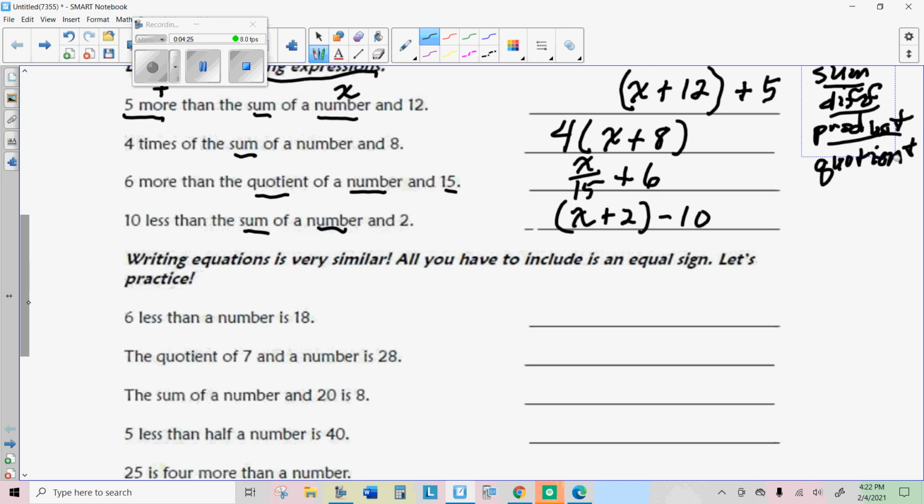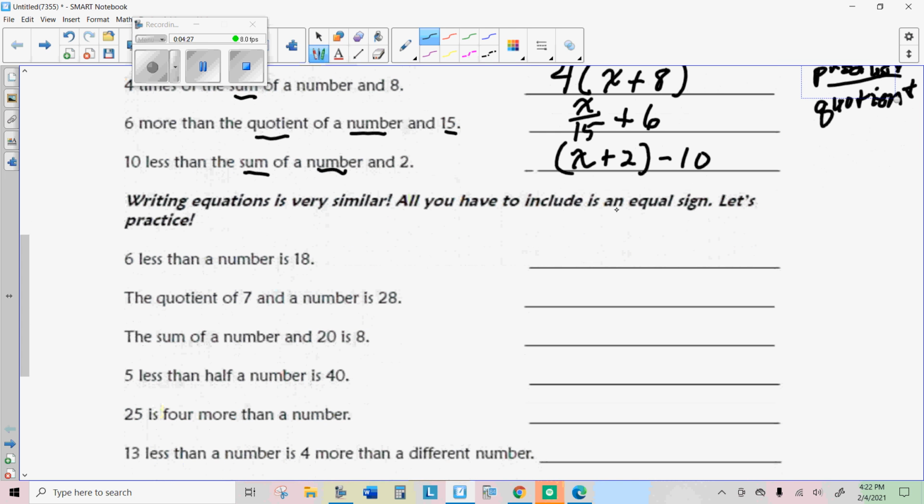Okay. Now, when we make an equation, all we have to do is include an equal sign. There's certain words that mean equal. As soon as you see that word, you should think the equal goes right there. And the word is in most of these. Okay. So where you see the word is, that's where you should have the equal sign. So this equation will equal 18. And it says 6 less than a number.